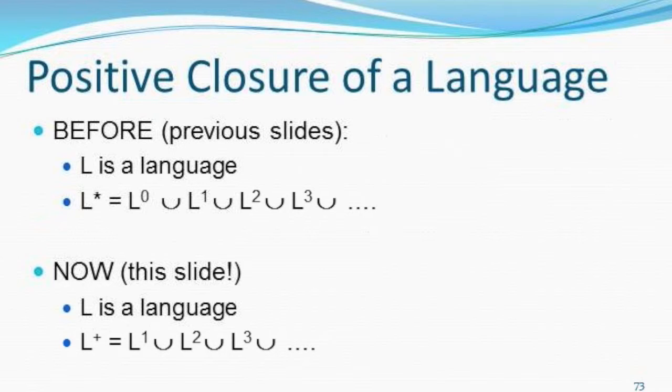Okay. We have talked about L star. Now we're going to talk about L plus, which we call the positive closure of a language. And L plus is just the same as L star, except we don't union in L to the 0, right? So we don't necessarily have a lambda in there. We may have a lambda if L has a lambda in it, but we don't guarantee to have a lambda the way we do in L star.